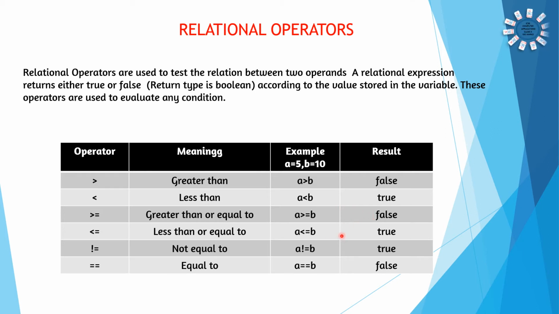A less than or equal to b. A is less than b. So answer is true. And A not equal to b. A and b are not same. That means answer is true. And A is equal to b. Whether A and b are same. A is 5 and b is 10. They are not same. So answer is false. So this kind of Boolean type result will be coming from the relational operator.